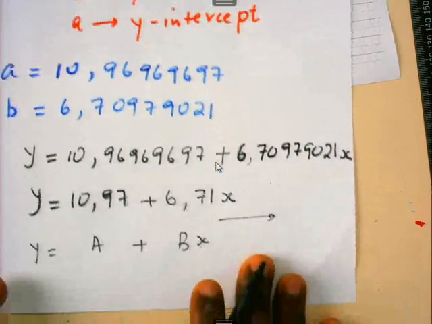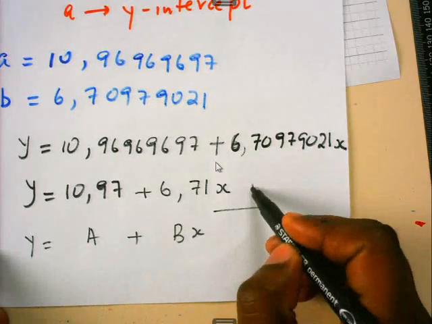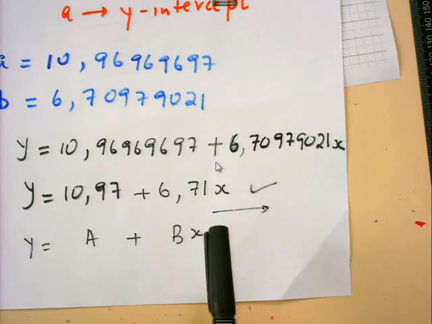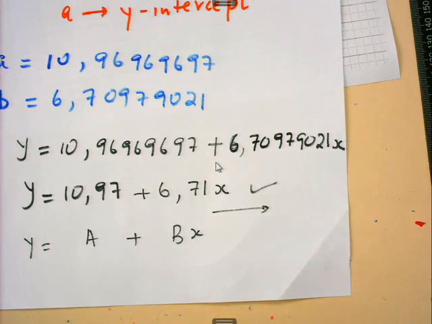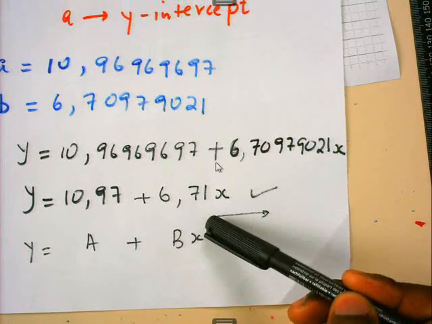Y equals a plus bx. So this is the equation of our line, the least squares regression line. Remember we said we need to draw that line, but before we draw it, we must first get the equation of the line. Are you happy with that?